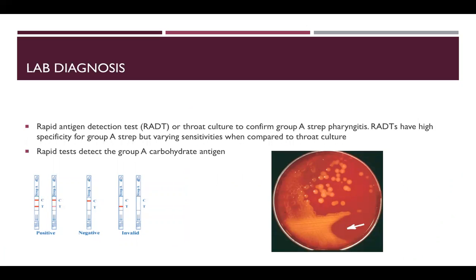Diagnosis, so there is a rapid test that you can do, and then there's also a throat culture to confirm it. The rapid tests have high specificity, so their true positive is high, but their sensitivities can vary, so they're not as accurate with their true negatives. And the rapid test detects the group A carbohydrate antigen. In the pictures on the right, you can see the beta hemolysis. It's that colony for the Streptococcus pyogenes. And then on the left is what the rapid strep test actually looks like.